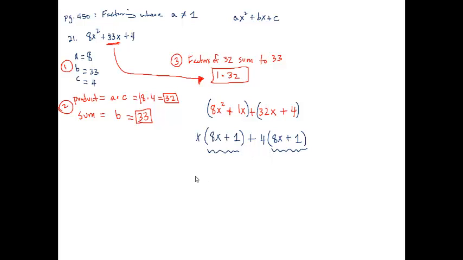Therefore, I'm in essence going to factor them out. So I've got 8x plus 1. When I factor it out, it's like it's going away, right? Let me just cross it out for a second. It goes away. And what am I left with? x plus 4. Therefore, this 8x squared plus 33x plus 4 factors into 8x plus 1 times x plus 4.